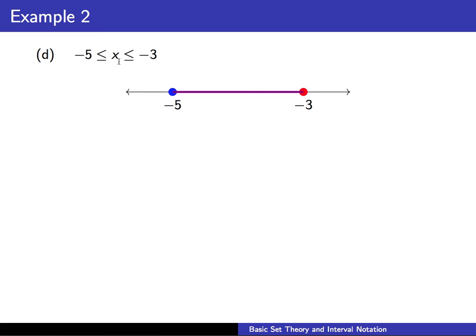So this means x is greater than or equal to -5, and at the same time, x is less than or equal to -3. So all the values between those numbers on the number line will make this compound inequality true. And then our notation for it, just brackets because of the closed circles. We get bracket -5 and then -3 with a bracket afterwards.